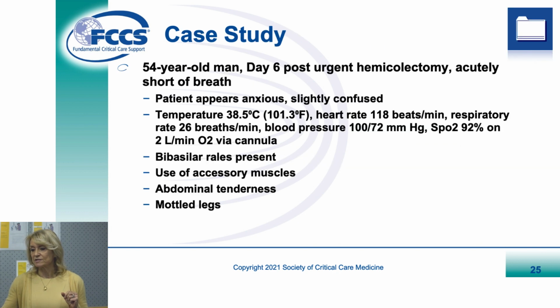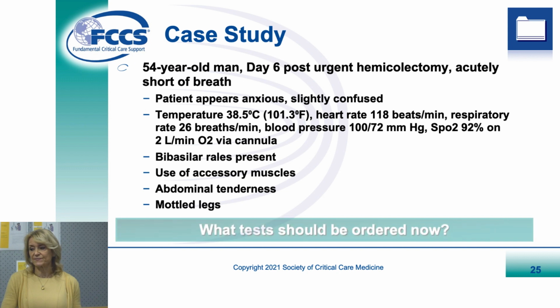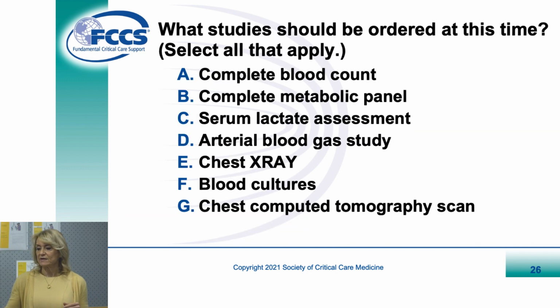So here's our patient. So you've done a bit of a secondary survey. His respiratory rate is climbing. His blood pressure is still okay. He's satting 92% on nasal prongs. He does have bibasilar crackles, evidence of accessory muscle use, and he's got abdominal tenderness and mottled legs. So what should you order? Here's a whole array of things that you could order.